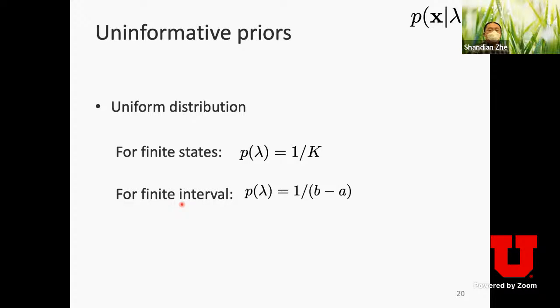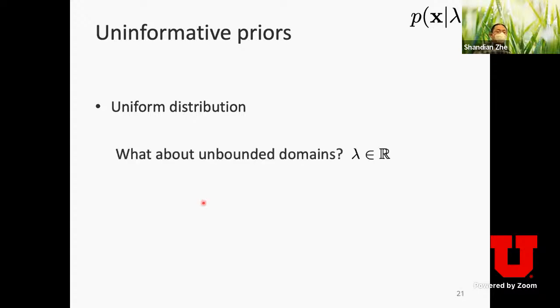Of course, if it is in a 2-dimensional or 3-dimensional space, as long as it's a bounded domain, you can construct a similar probability density. But for unbounded domains, like if a random variable can take any possible value in the real space, we are not able to construct a valid uniform distribution, because for a valid distribution, you need to ensure that the integral of the probability density over the whole domain is 1. For an unbounded domain, you cannot do that.